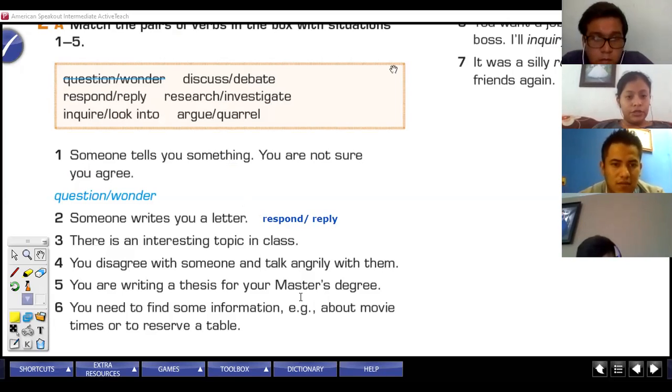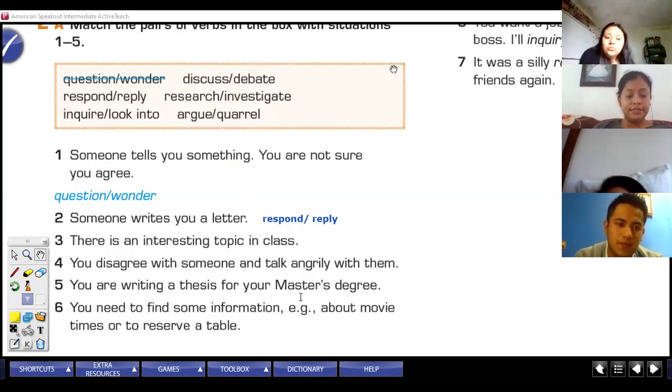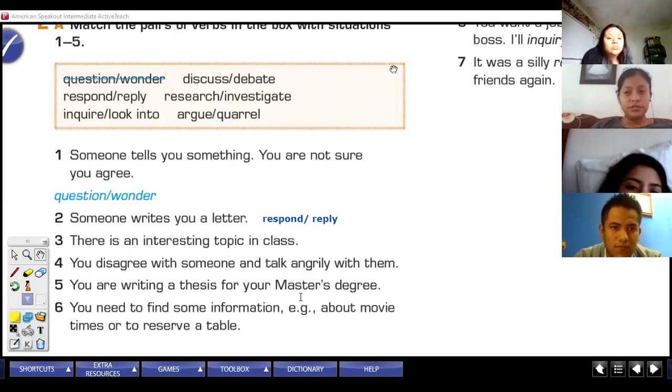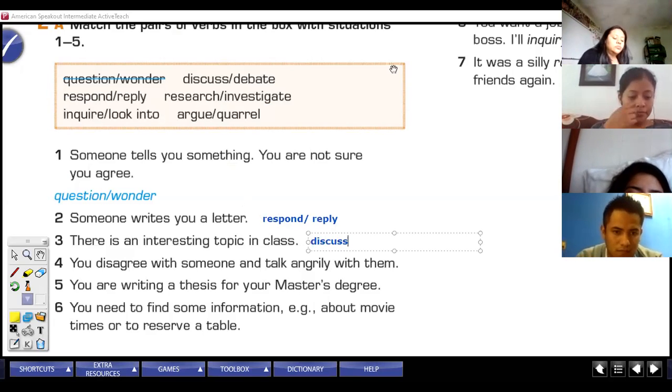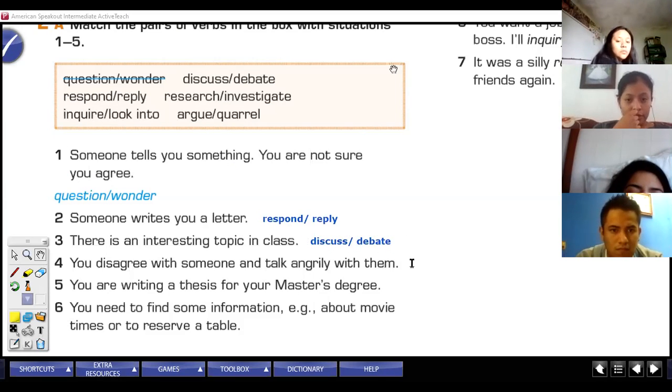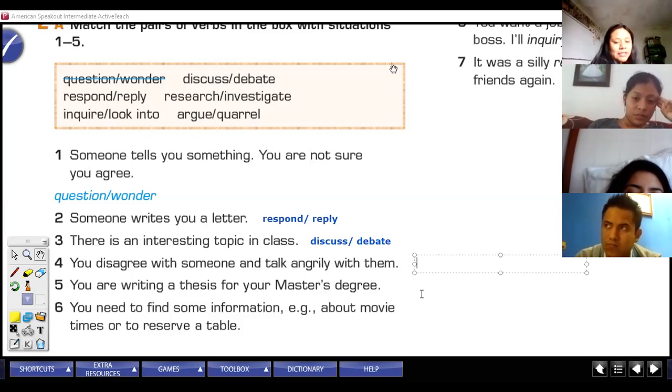Number 3. There is an interesting topic in class. Discuss or debate. Thank you. Any other person who would like to read? Rocio, can you help me? You disagree with someone and talk angrily with them. What are those verbs?